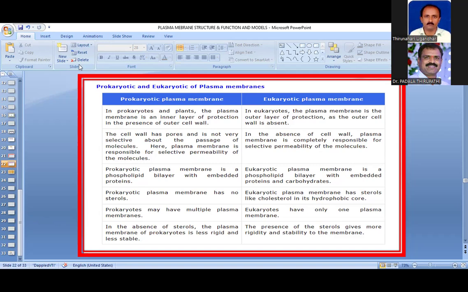Then the prokaryotic cell may have multiple plasma membranes. In the eukaryotic cell, there is only one plasma membrane. In prokaryotes, in the absence of sterols, the plasma membrane is less rigid and less stable. Lastly, in eukaryotes, the presence of sterols gives more rigidity and stability to the membrane.